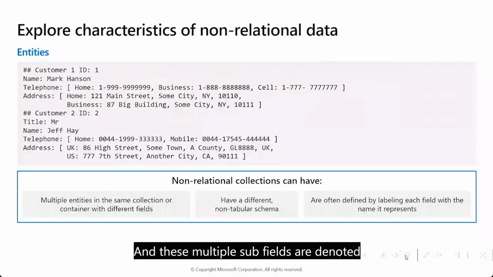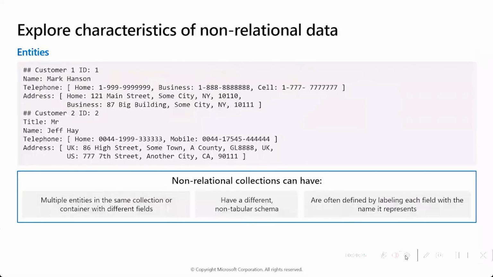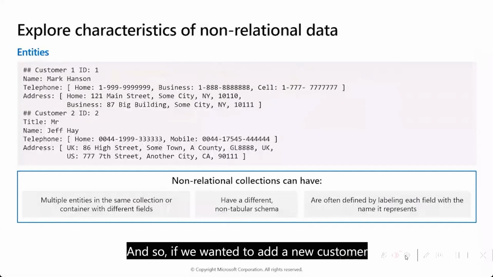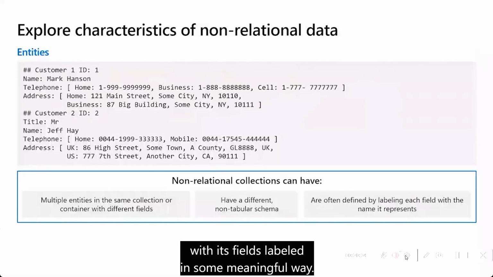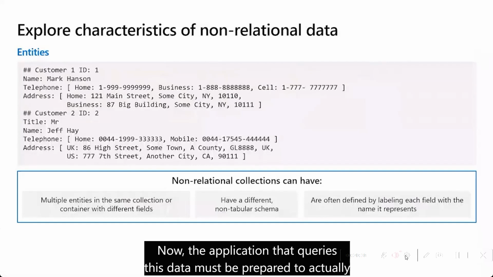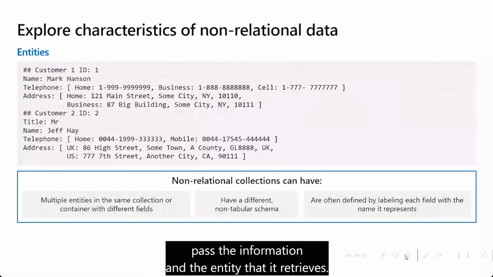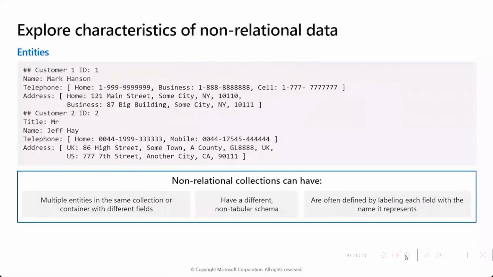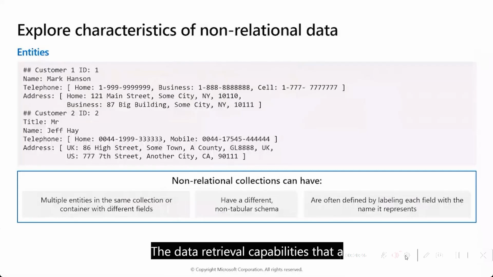And these multiple subfields are denoted by enclosing them between square brackets. And so if we wanted to add a new customer to this non-relational data store, it's a matter of inserting an entity with its fields labeled in some meaningful way. Now, the application that queries this data must be prepared to actually parse the information in the entity that it retrieves.